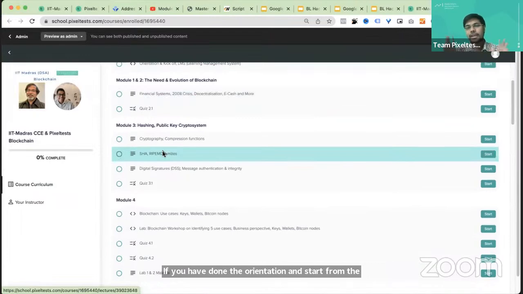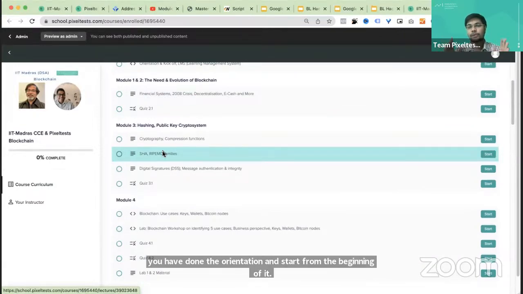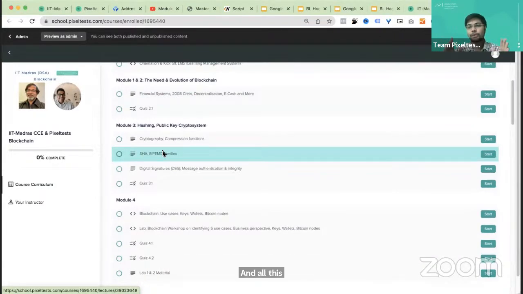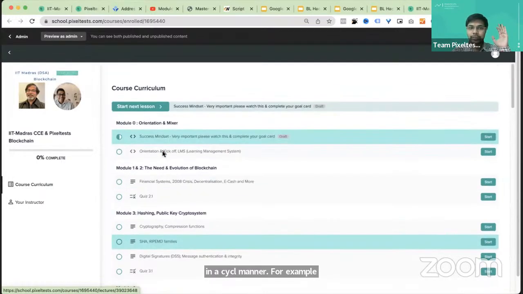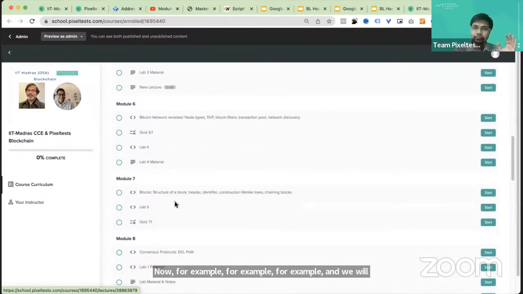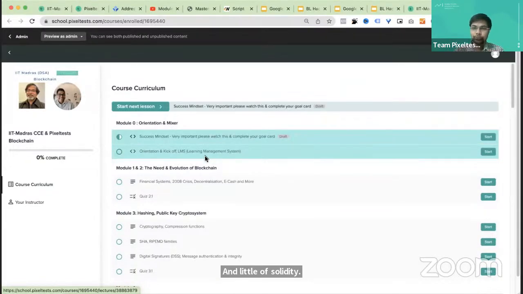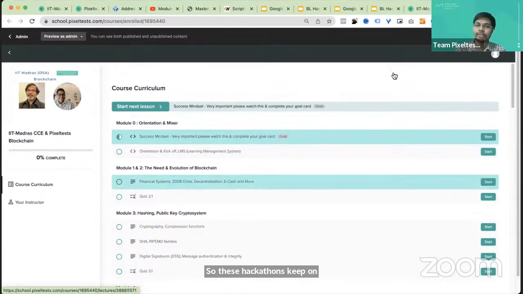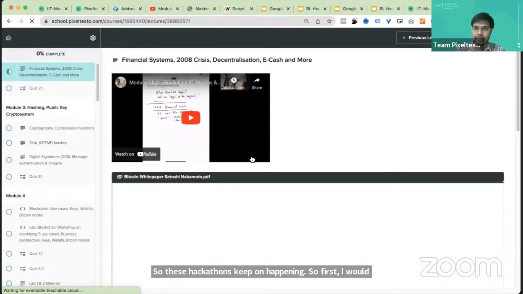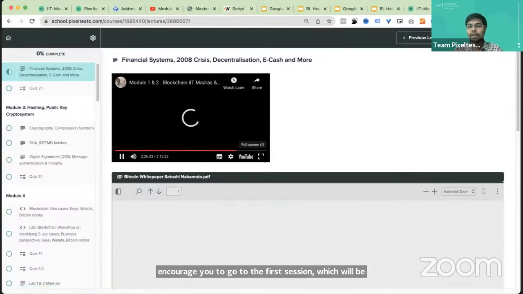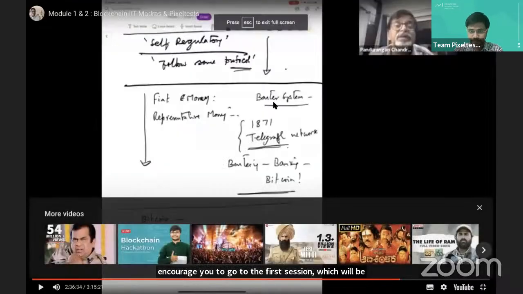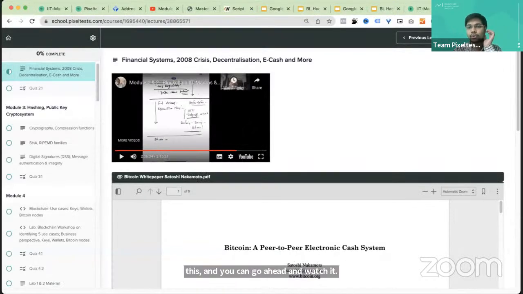And all these revision hackathons happen in a cyclic manner. For example, this one batch of revision hackathon is happening and we will go from 1 till 10 and a little of solidity, and again from 1 to 10, right? So these hackathons keep on happening. So first I would encourage you to go to the first session, which will be this, and you can go ahead and watch it. It will be clear on how to go forward and all those things.